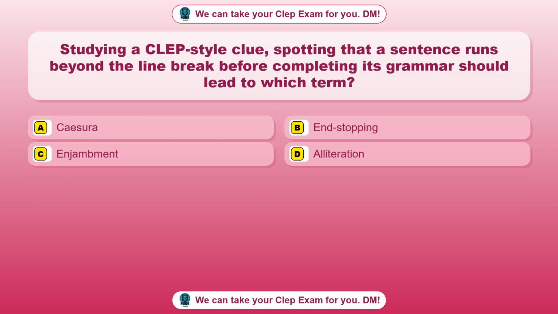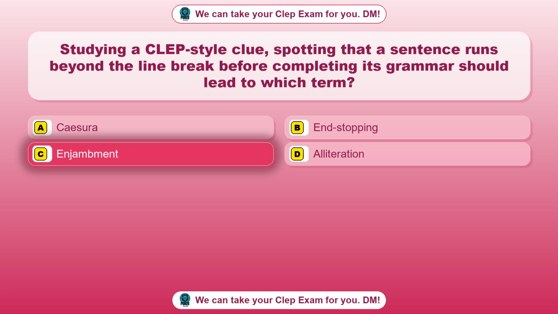Question 57. Studying a CLEP-style clue, spotting that a sentence runs beyond the line break before completing its grammar should lead to which term? Option A. Caesura. Option B. End stopping. Option C. Enjambment. Option D. Alliteration. The correct answer is option C.